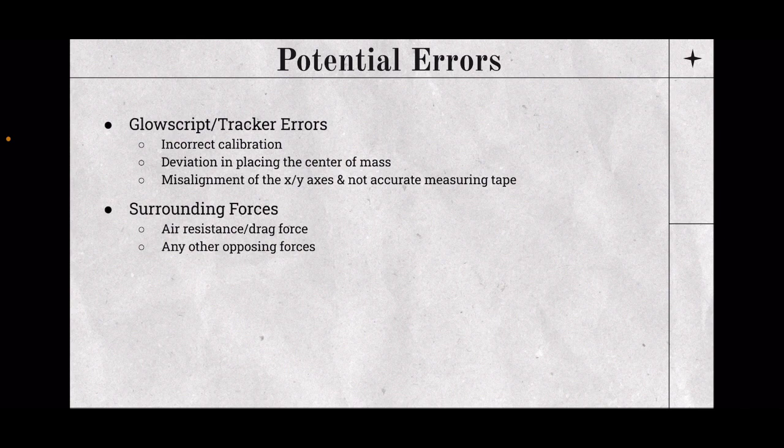When looking at potential errors, mostly they would come from GlowScript and Tracker errors, which include incorrect calibration, deviation in placing the center of mass, a misalignment of the x and y axes, and not using an accurate measuring tape to measure the calibration of the object. And then some surrounding forces are air resistance, drag force, and any other opposing forces. And those forces can then make a difference between the GlowScript and the Tracker analysis.